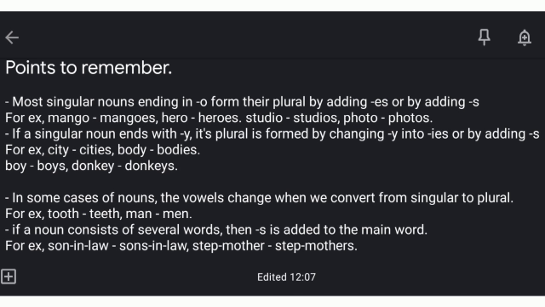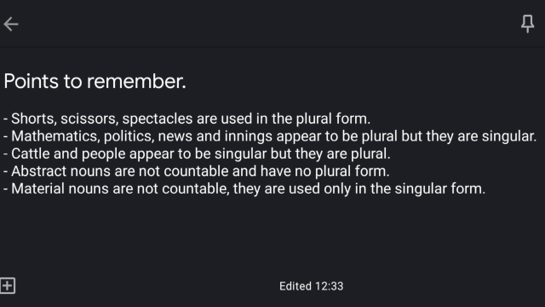If a noun consists of several words, then S is added to the main word. Now, there are nouns that consist of several words. There is more than one word in that particular noun. For example, son-in-law. So, in such nouns, we add S to the main word. Son-in-law, the main word is son, so we will write sons-in-law. Stepmother, mother is the main word, so we will write stepmothers. I hope that whatever I have taught you till now has been understood.